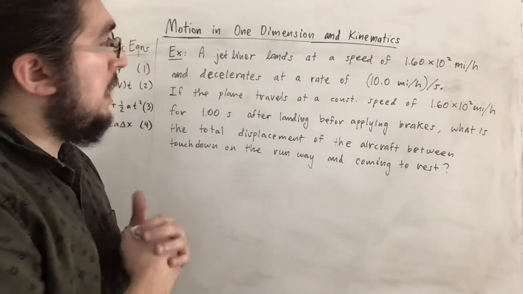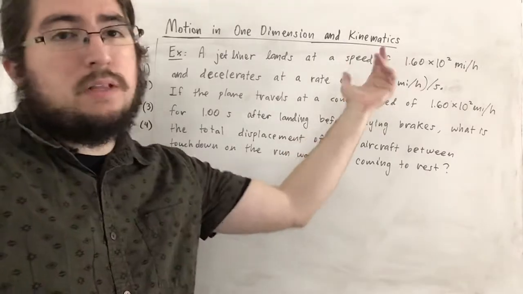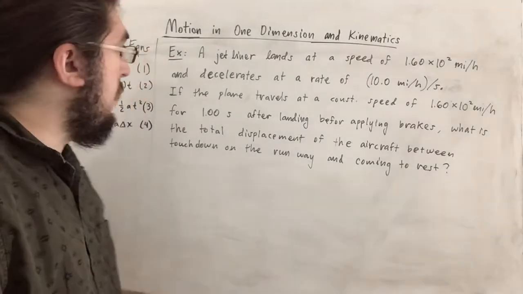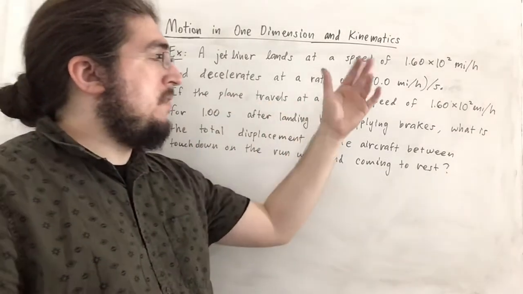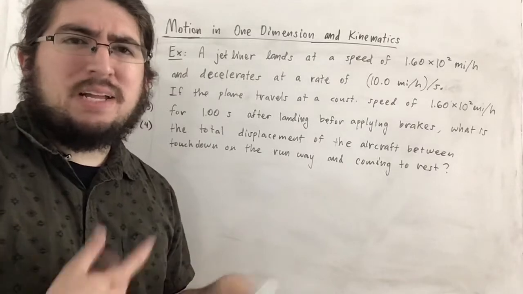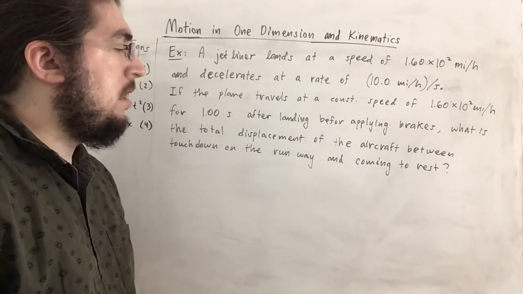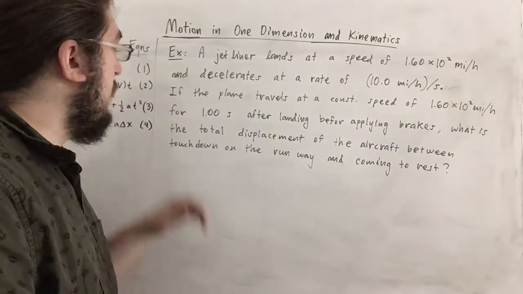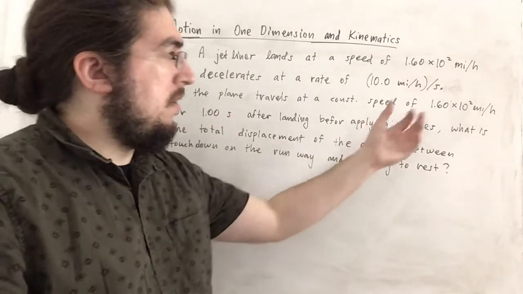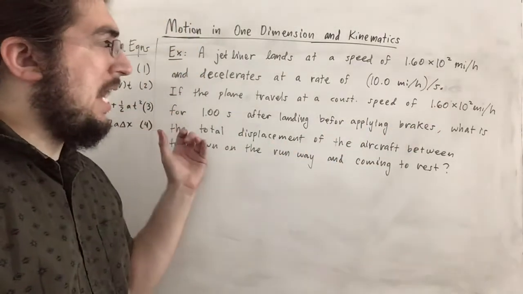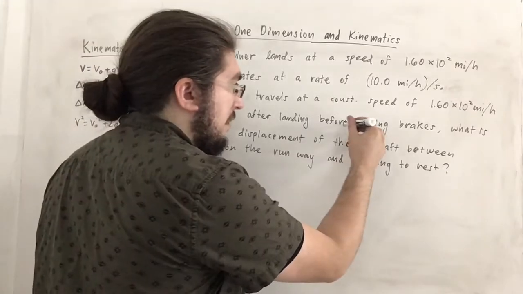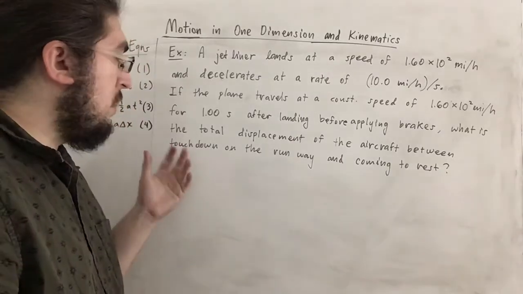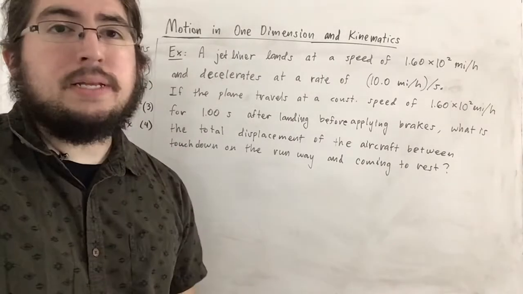So let's read. A jetliner lands at a speed of, well, that's really knowing scientific notation. That's moving that decimal to the right twice. That's really 160 miles per hour. And decelerates at a rate of 10 miles per hour per second, which again is that weird unit we kind of discussed earlier, but it's doable, and it's an acceleration. It's a deceleration, but we'll talk about that shortly. If the plane travels at a constant speed of 160 miles per hour for 1 second after landing before, there should be an E there, sorry about that, applying brakes, what is the total displacement of the aircraft between touchdown on the runway and coming to rest?